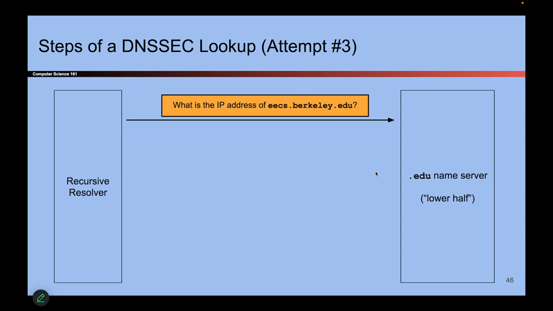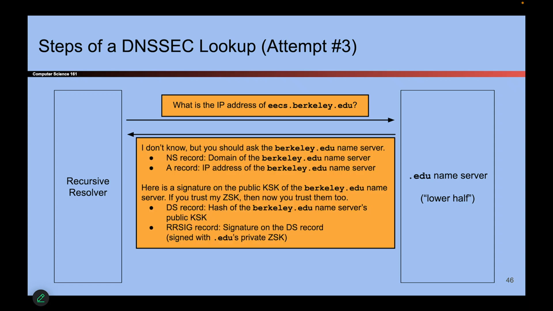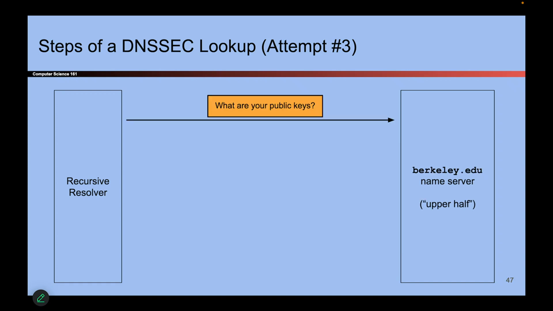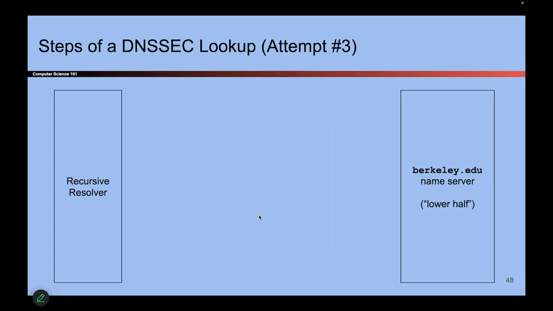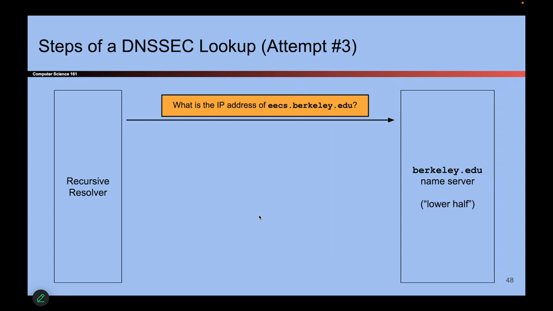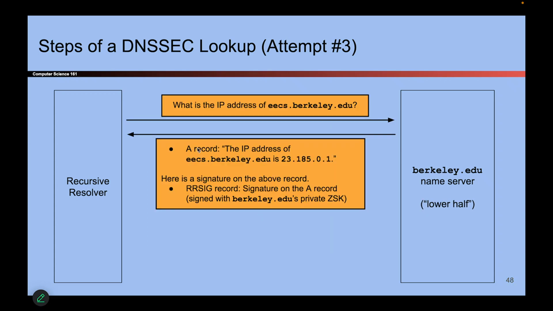Then we ask the lower half for the IP address of eeks.berkeley.edu. Same old NS record, same old A record. Here's the next name server to talk to. Here's a DS record and an RR-SIG record to pass trust on to the next name server's upper half. Then we go to the next name server's upper half. They endorse their lower half. And then we go to the final name server's lower half. We ask for the IP address. Here's the answer. Here's the RR-SIG as usual, so that you can verify this answer.